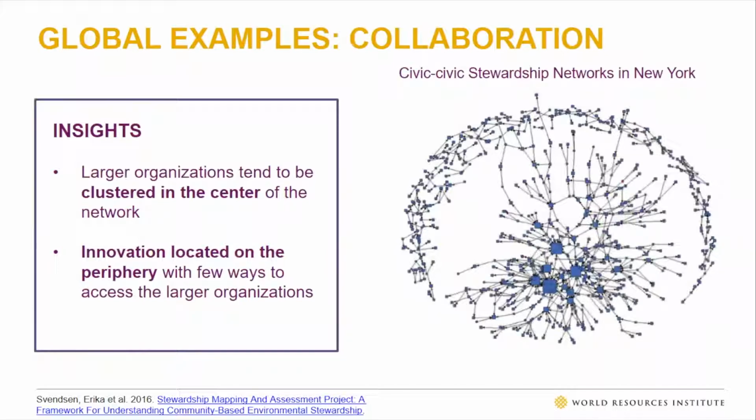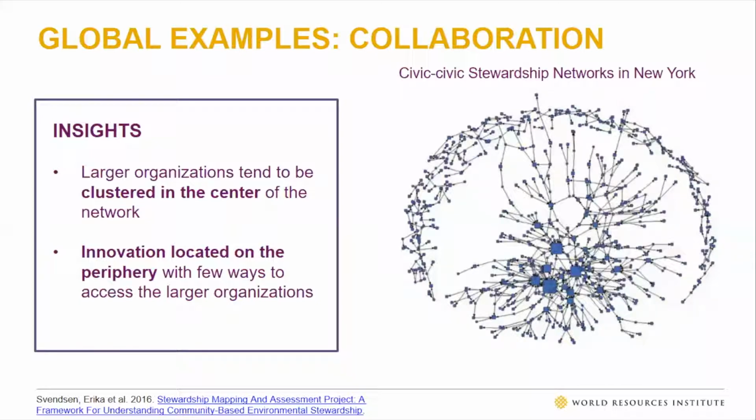So looking at some cases that have gained traction in natural resource management, this is an example by the US Forest Service by Erika Svendsen. She mapped environmental and social stewardship networks in New York. And one thing that's important that she found from this study was how larger organizations tend to be clustered in the center of the network, and maybe smaller organizations are on the periphery, but she found that innovation tends to be located on the periphery with few ways to access the larger organizations.